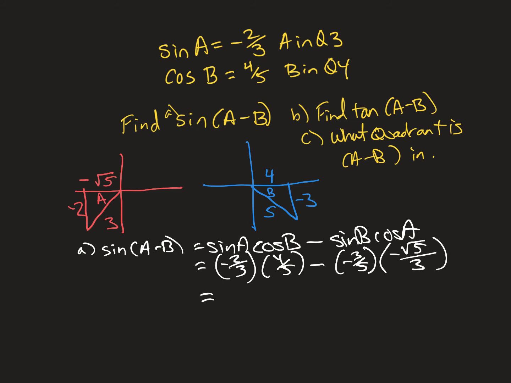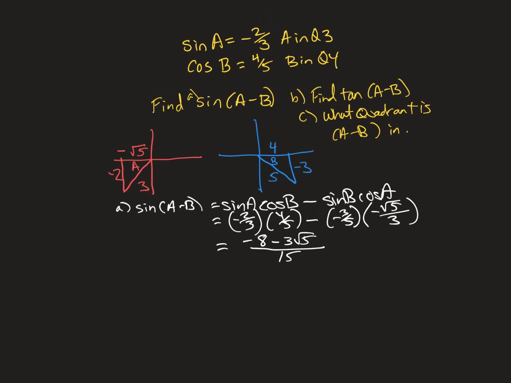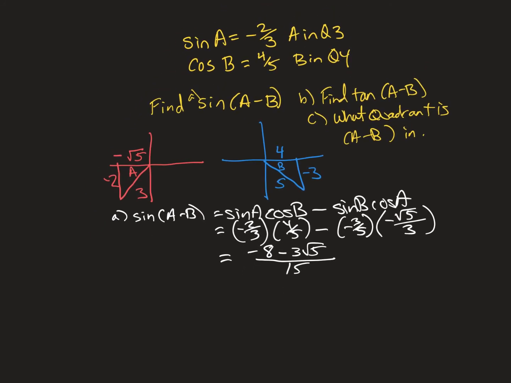All right, so let's see what we've got here. We've got a denominator of 15 for both, so I've got not -12, excuse me, we've got -8, and then -3√5 over 15. I'm going to leave it like that for now, and I'll get back to what I was going to say when I answer part C. All right, so part A, that is sine of A minus B in exact form.